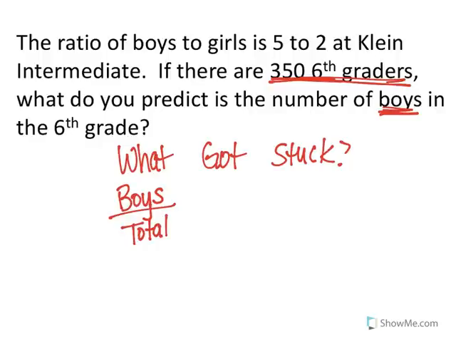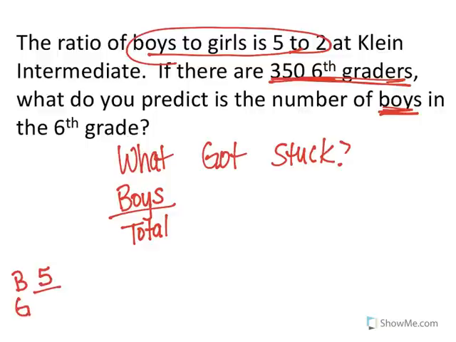All right, got. What information do you got? What did they give you? What information do you know for sure? Well, here it tells me the ratio of boys to girls is 5 to 2. I'm going to write this on the side. Boys to girls is 5 to 2. That means for every 5 boys, there's 2 girls. So obviously there's more boys than girls.